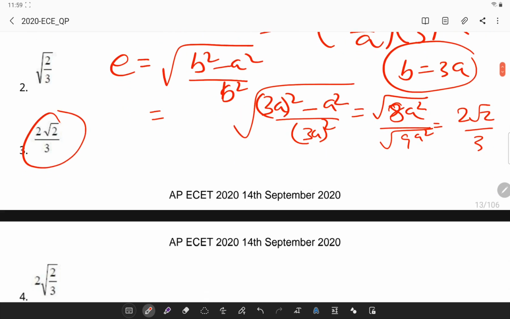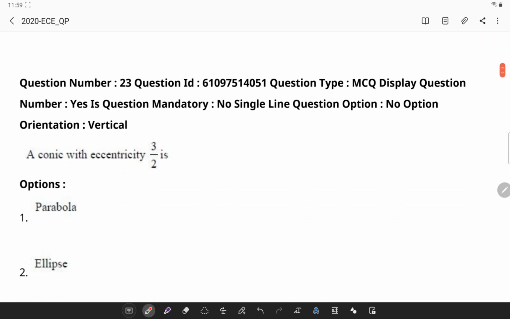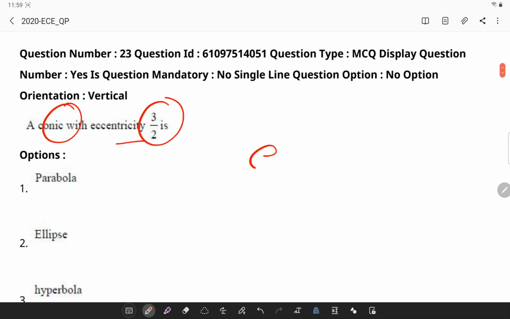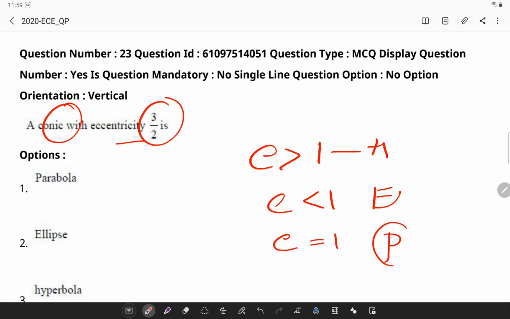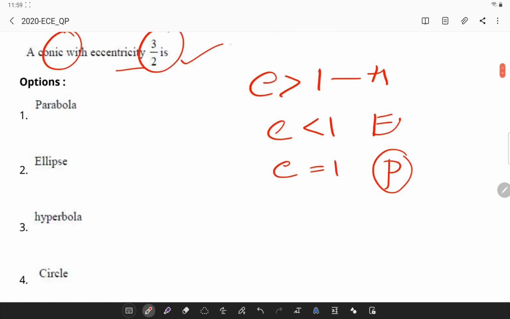This is this option. So the next question, a conic section is given with eccentricity 3 by 2. Simply the student has to remember, if e is greater than 1 it is a hyperbola, if e is less than 1 it is an ellipse, if e is equal to 1 it is a parabola. Since it is greater than 1, I can simply take it as hyperbola.